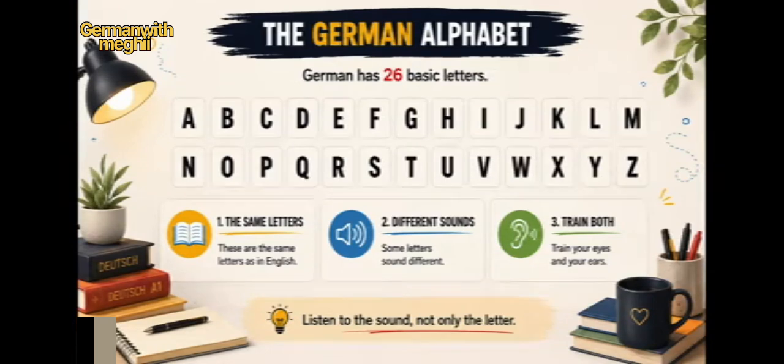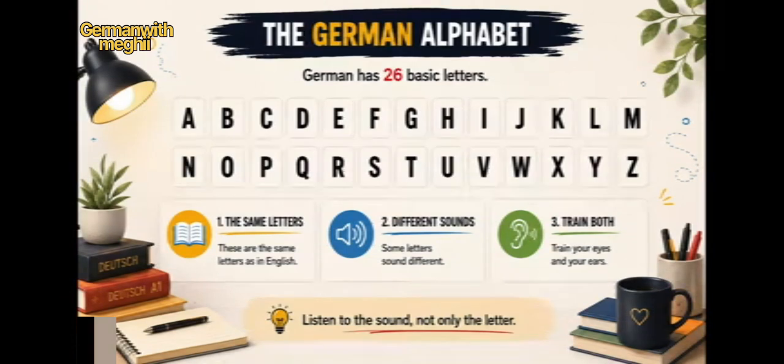So the letters look familiar. That is good news. But here is the important point. Some German letters do not sound exactly like English letters. The shape is the same, but the sound can be different. That is why, from the beginning, we train both, your eyes and your ears.